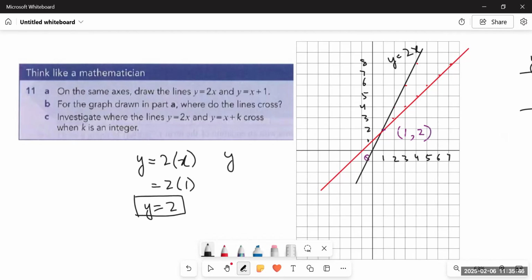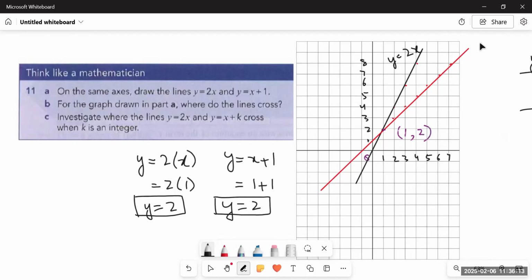And in the second equation, x plus 1, if we substitute the value of x again with 1, the value of y would again be 2. So you see, for the same value of x, we have the same value of y only in this case. Therefore, the two lines will cross at this point. The two lines will meet, will intersect at the point (1, 2). That is, the coordinate of x would be 1 and the coordinate of y would be 2.